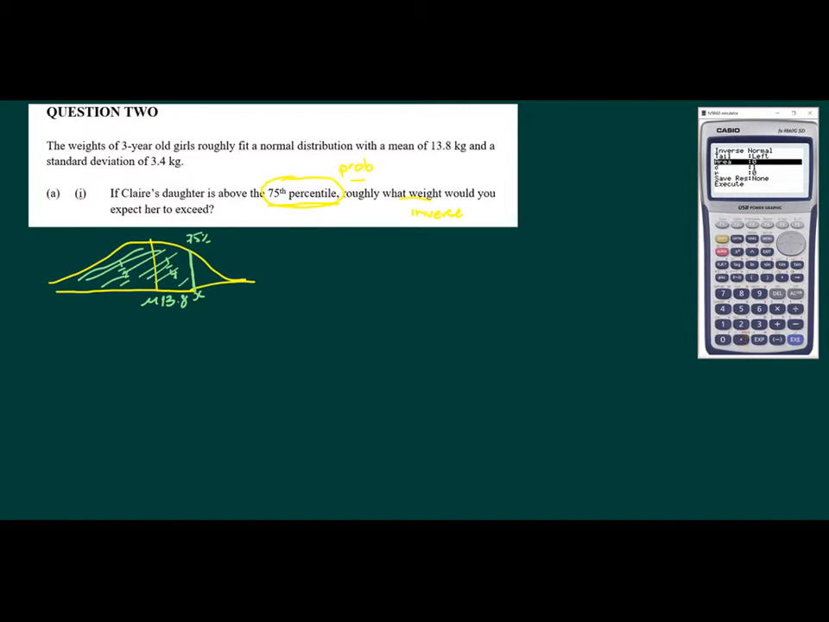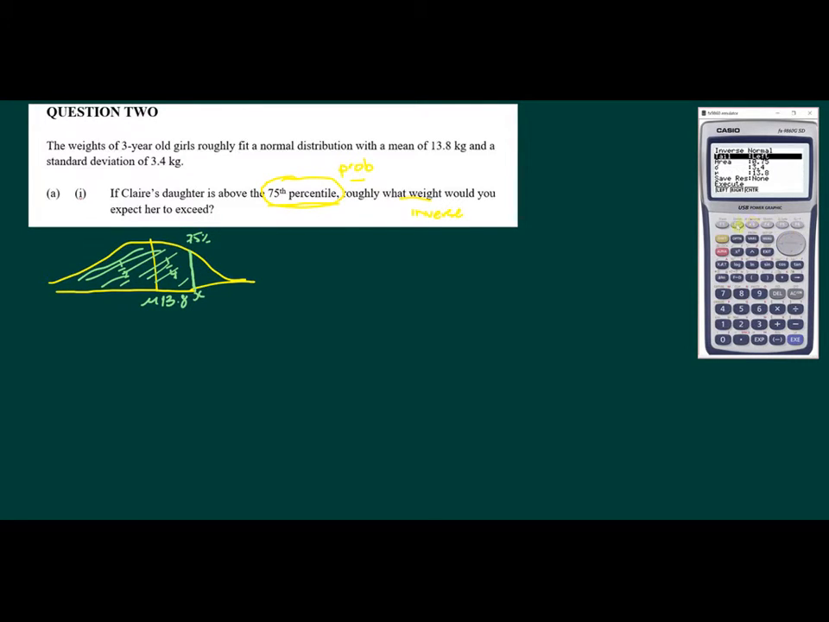So let's scroll down. As a left tail, it's 0.75 because that's 75% of the area underneath the curve. Our standard deviation is 3.4 and our mean is 13.8. When we press execute a couple of times, we get that our answer is 16.09. So that means you have to be 16.09 kilograms to be above that.